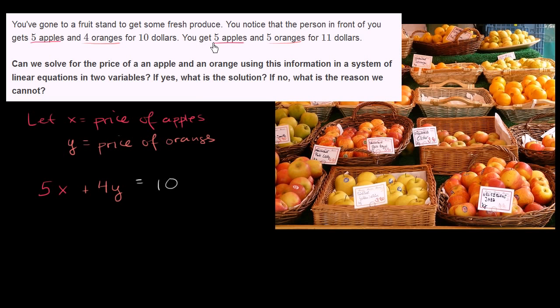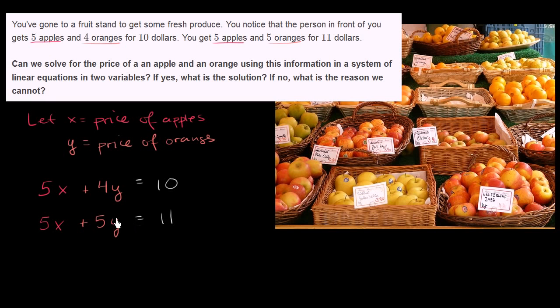Now you get in line and you buy 5 apples, just like the guy in front of you. And you pay X dollars per apple. So you're going to pay 5 apples times the price per apple. This is the amount that you spend on apples. And then you buy 5 oranges. So you're going to pay 5 oranges times the price per orange, which is Y. So this is how much you spend on oranges. This sum is how much you spent on apples and oranges, and they tell us that this is $11.